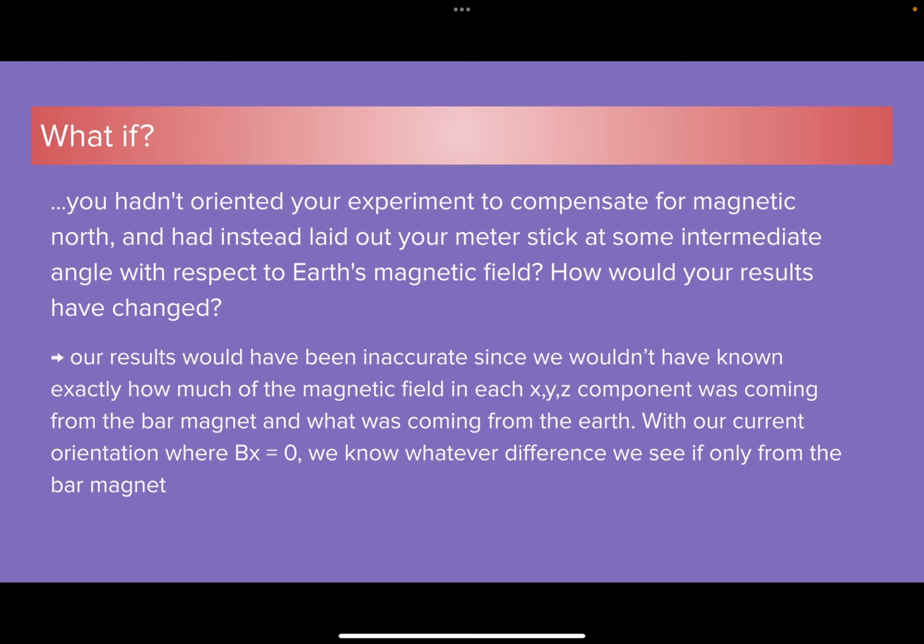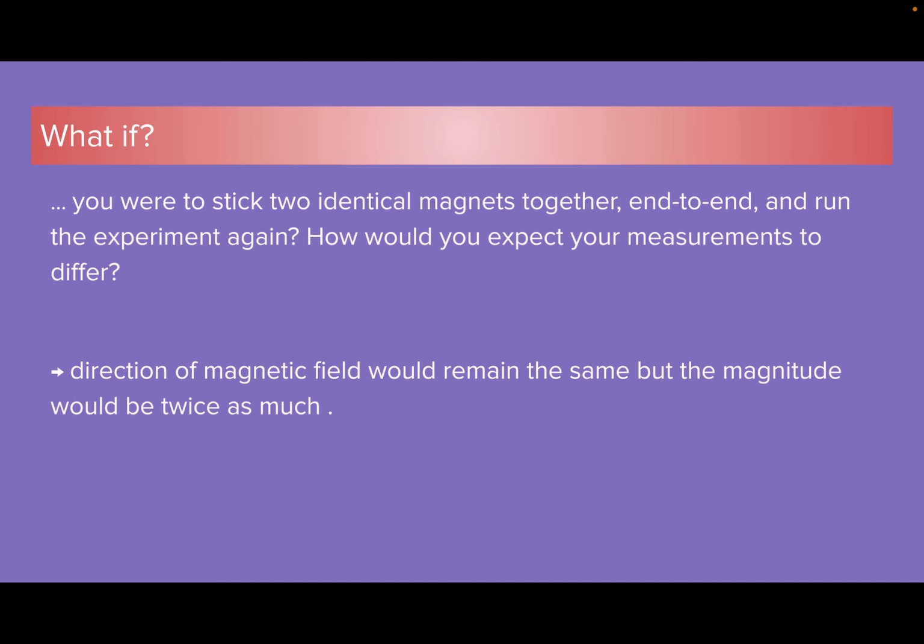Now, what if you hadn't oriented your experiment to compensate for magnetic north, and instead you laid out your meter at an intermediate angle with respect to Earth's magnetic field? Our results would have been extremely inaccurate because we wouldn't have known exactly how much of the magnetic field in the X, Y, and Z component was coming from the bar magnet and what was coming from Earth. By setting our orientation to the approximate north-south axis, we know that our x-axis is 0, so any other value we get when we bring the bar magnet close is only due to the bar magnet and not due to the magnetic field of Earth.